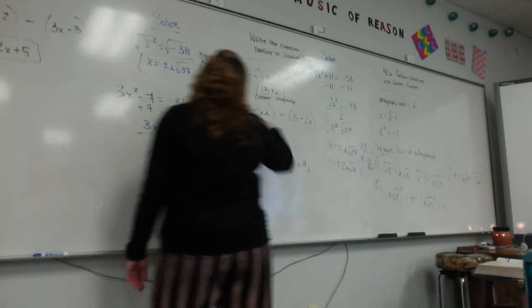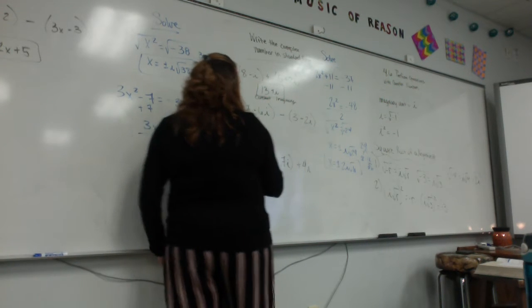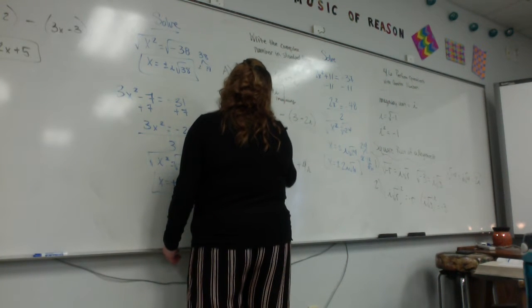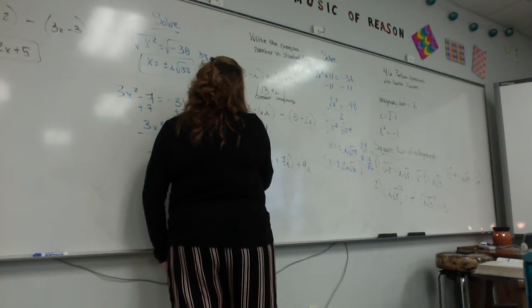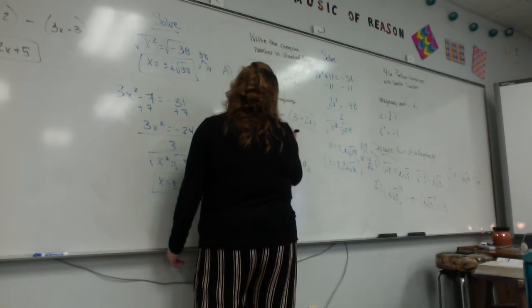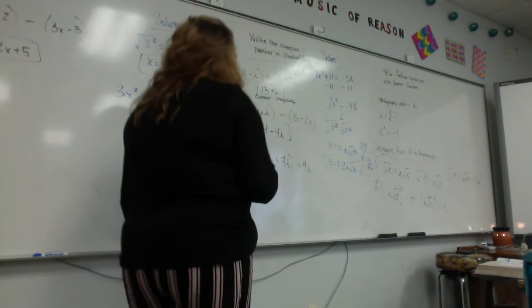Now, let's talk about this one. How do I do 7 minus 3? That's 4. And then I have negative 6 minus negative 2. Negative 4i. And that's also in standard form. You just leave it like that. Okay?